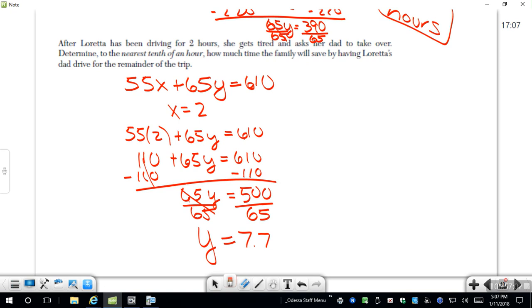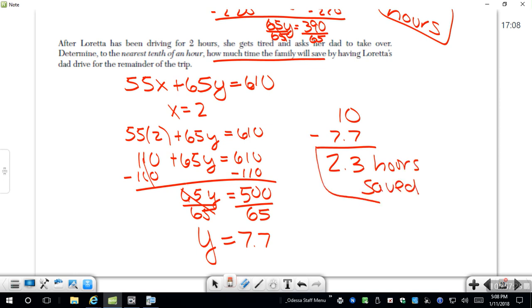Now, that's not our answer because the question is, we want to know how much time the family will save. So if before they were going to take 10 hours and now they're only going to take 7.7 hours, we're looking at 2.3 hours saved. Guys, remember, especially on the Regents, always go back and read the question again to make sure you've answered the question they've posed. I know it's easy to get down and get an answer, and you're excited because you got y equals 7.7, and you're okay with that, but remember that's not always the final answer. Make sure you go back and reread the problem.